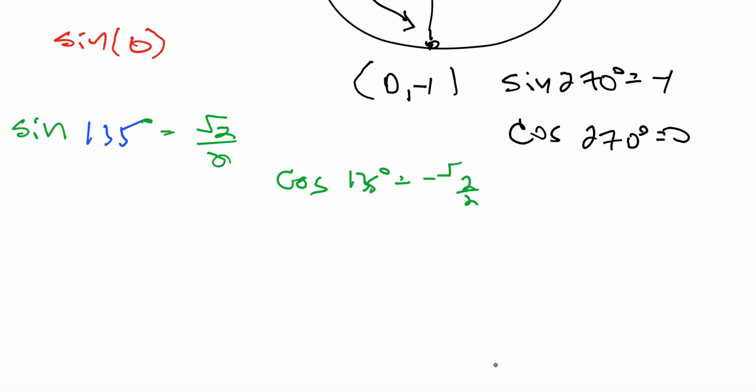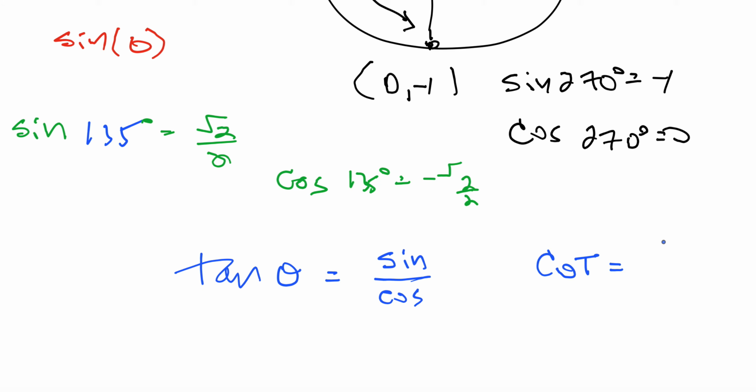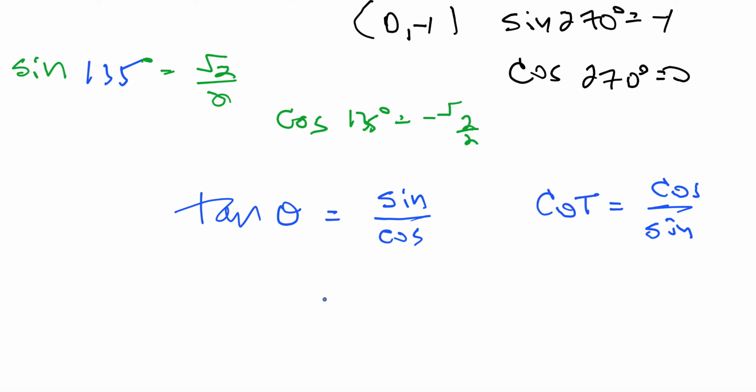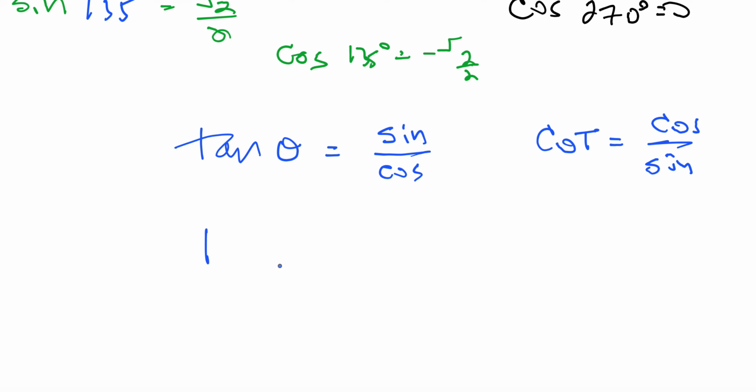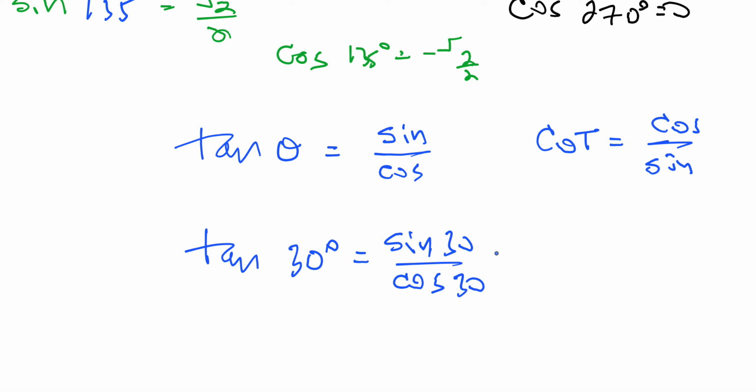Okay, now let's talk about tangent really quick. Tangent of some angle is the sine over cosine. And cotangent, by the way, is cosine over sine. So if I want to do the tangent of 30 degrees, well, that's the sine of 30 over the cosine of 30, and I know the sine of 30.